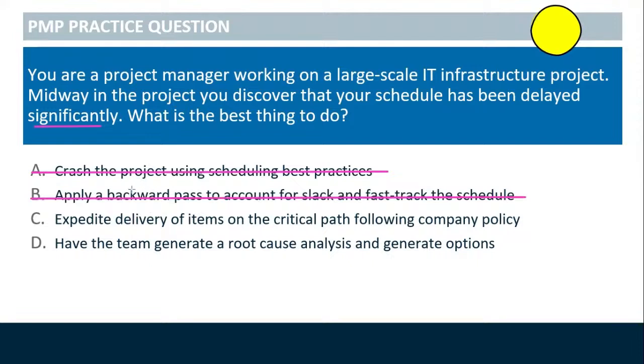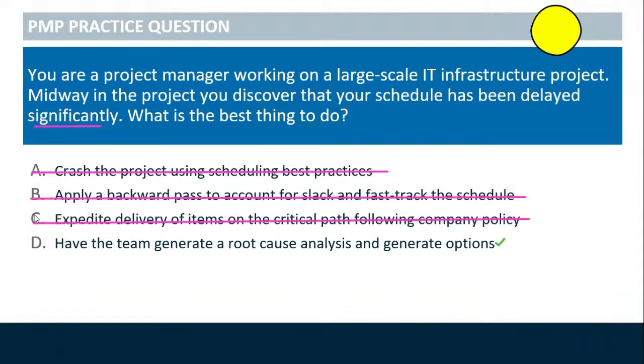C, expedite delivery of items on the critical path following company policy. Again, we don't know which items are on the critical path and if that will help the schedule. So C is again presumptuous. D, have the team generate a root cause analysis and generate options makes better sense. Here, we're going to do a root cause analysis to find why this is happening. And then we're going to generate options. And of course, we will find which option is best.